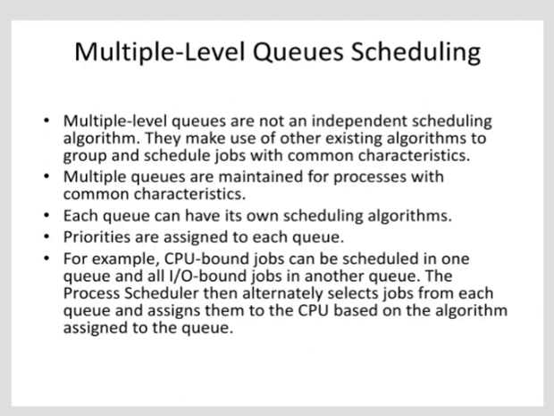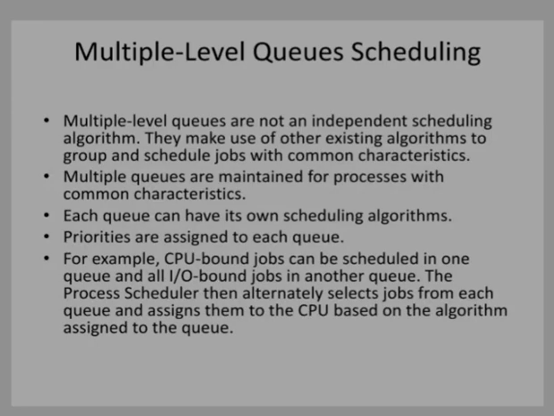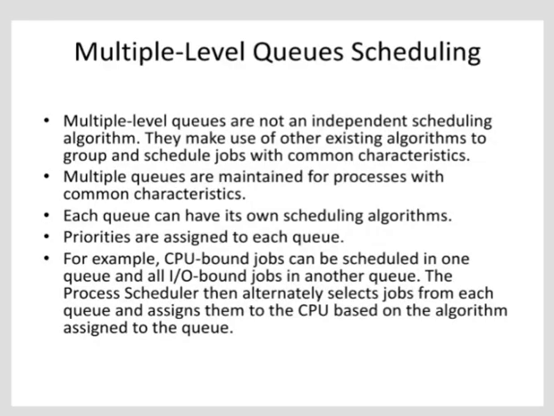Next is multiple level queue scheduling. So multiple level queues are not an independent scheduling algorithm. They make use of other existing algorithms to group and schedule jobs with common characteristics. The multiple queues are maintained for processes with common characteristics. Each queue can have its own scheduling algorithm. The priorities are assigned to each queue.